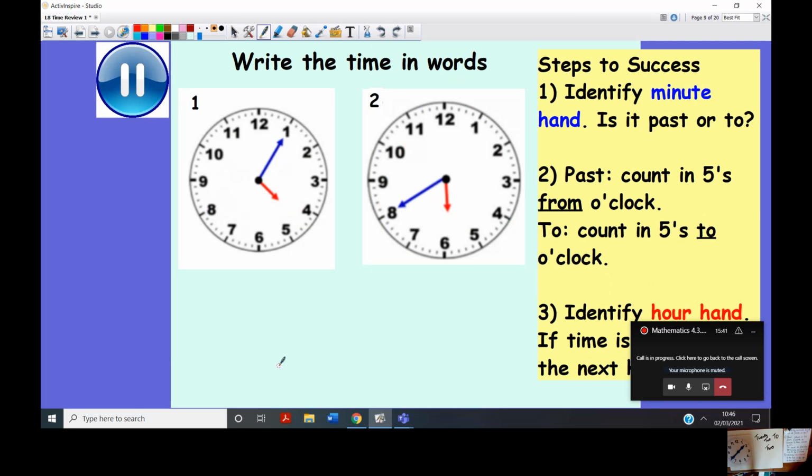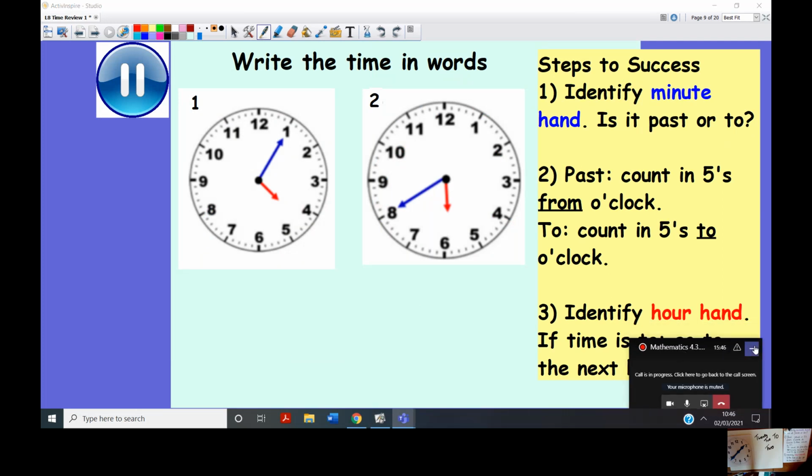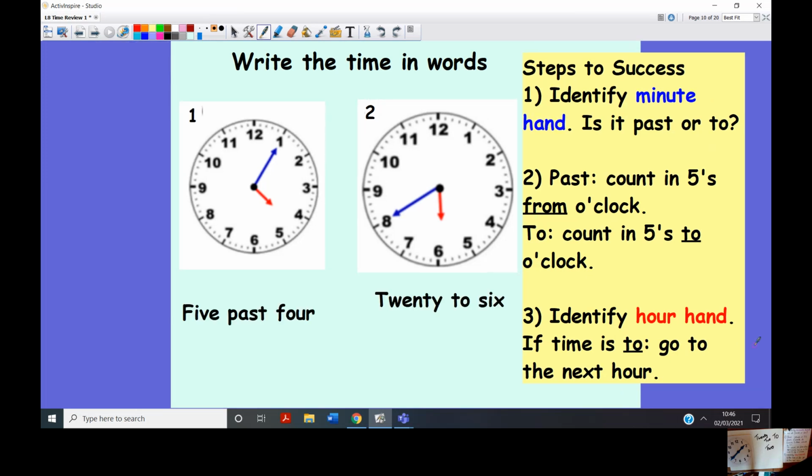So you are now going to have your own little task, which is going to be you're going to write the time in words. So grab something to write with. So you need to identify the times on these two clocks. So press pause when you are ready, and then when you are good to go, press play, and we'll go through the answers straight away. Fantastic. Your time should be, for number 1, 4:05, and number 2 should be 22:06.